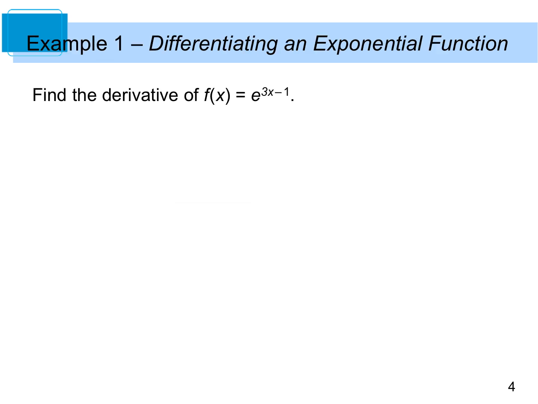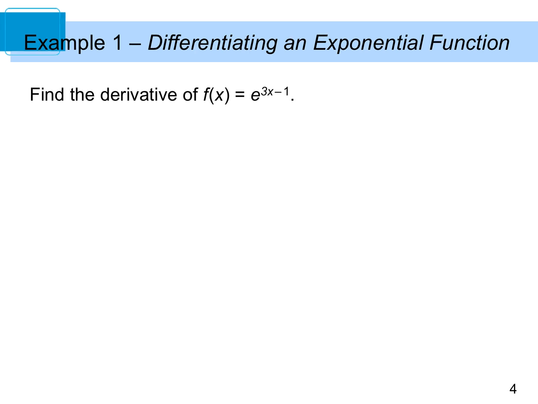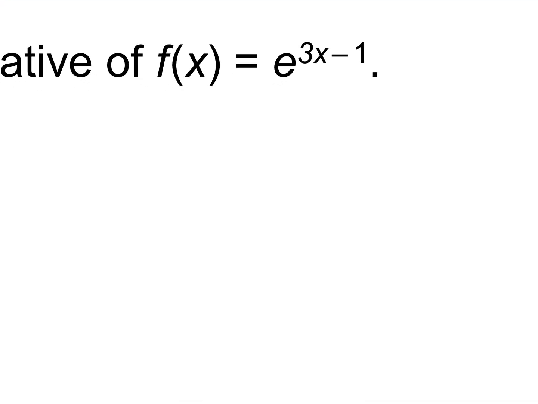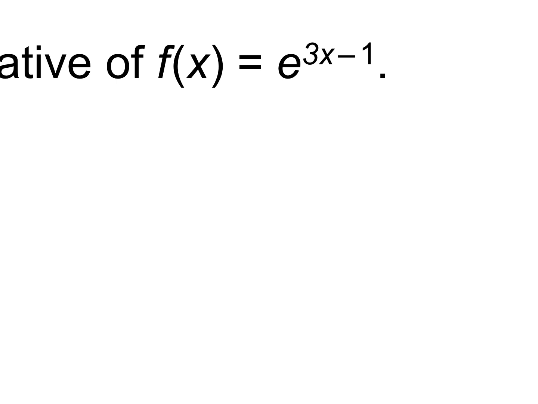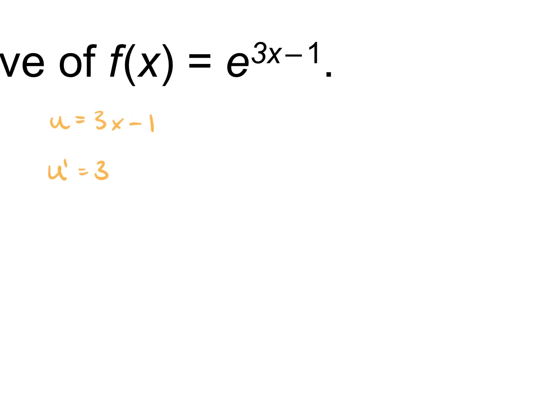So in example 1, we're going to find the derivative of e to the power of 3x minus 1. We can use substitution here to help us. We can say u is 3x minus 1. And the derivative of u, if you want to call it u prime or du, doesn't matter. The derivative of u would be what? 3. Perfect.